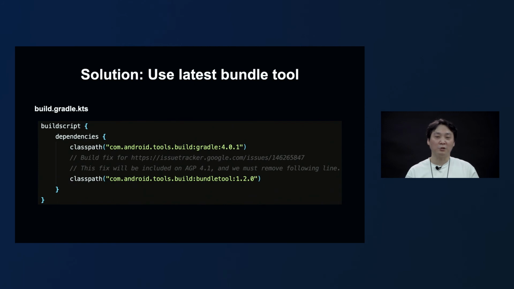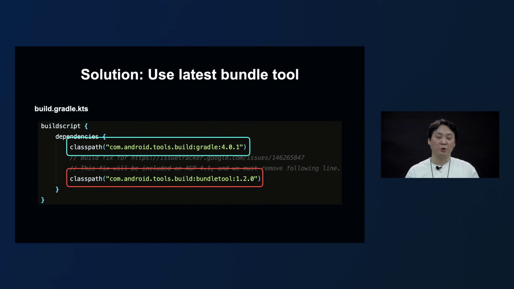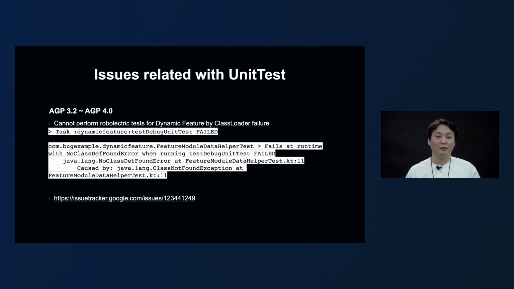But even if the bundle tool is modified, the Android Gradle plugin containing the bug fixes is not released immediately. So you need to modify the build script to use the latest version of bundle tool instead of the bundle tool built into AGP. To use the latest version of the bundle tool, at the bottom in class path, you can add the script to use the latest version of bundle tool.